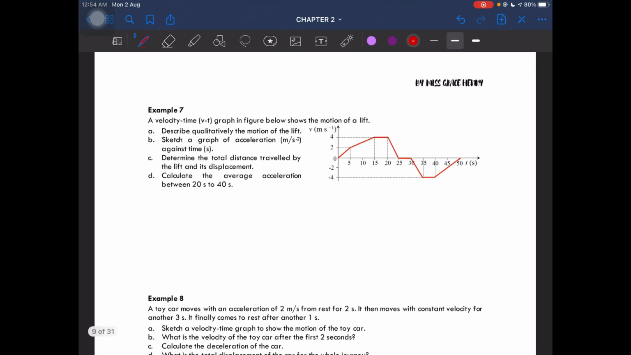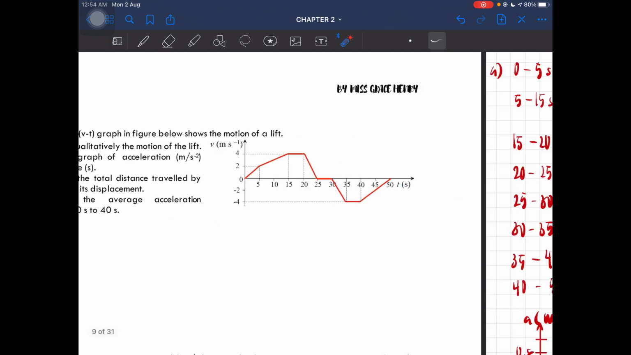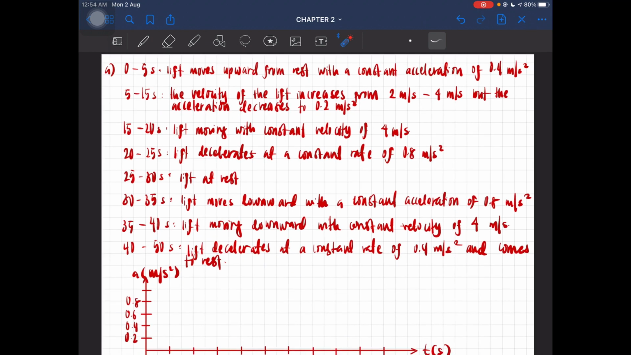Okay, for example 7, a velocity time graph in the figure below shows the motion of a lift. Describe qualitatively the motion of the lift, and then we have to sketch a graph of acceleration against time, and then determine the total distance traveled as well as its displacement, and then find the average acceleration between 20 to 40 seconds.